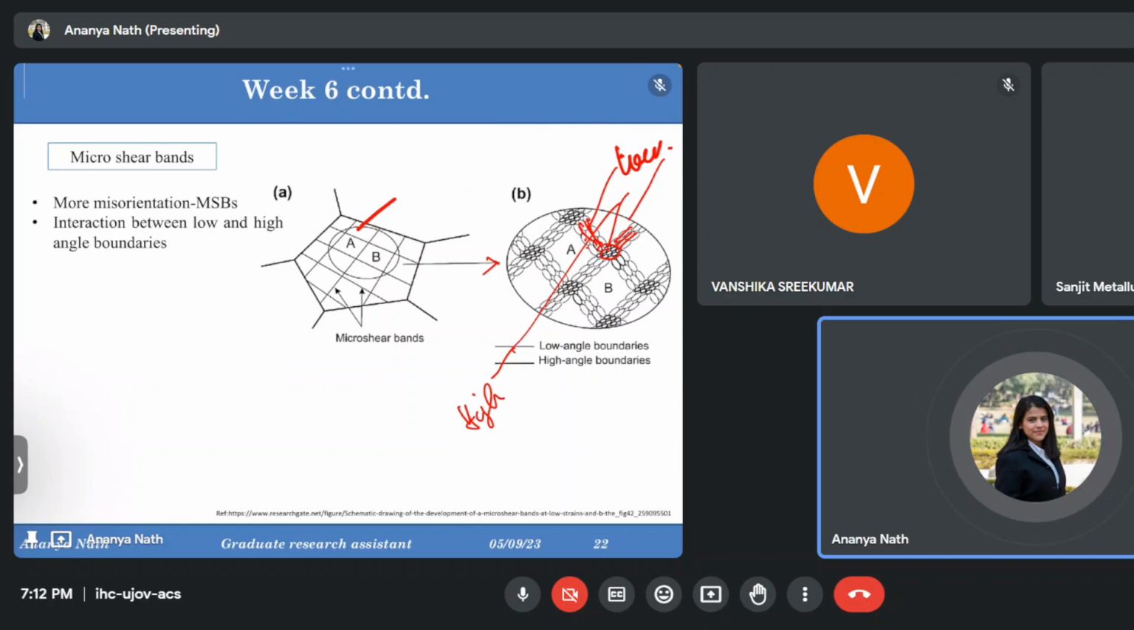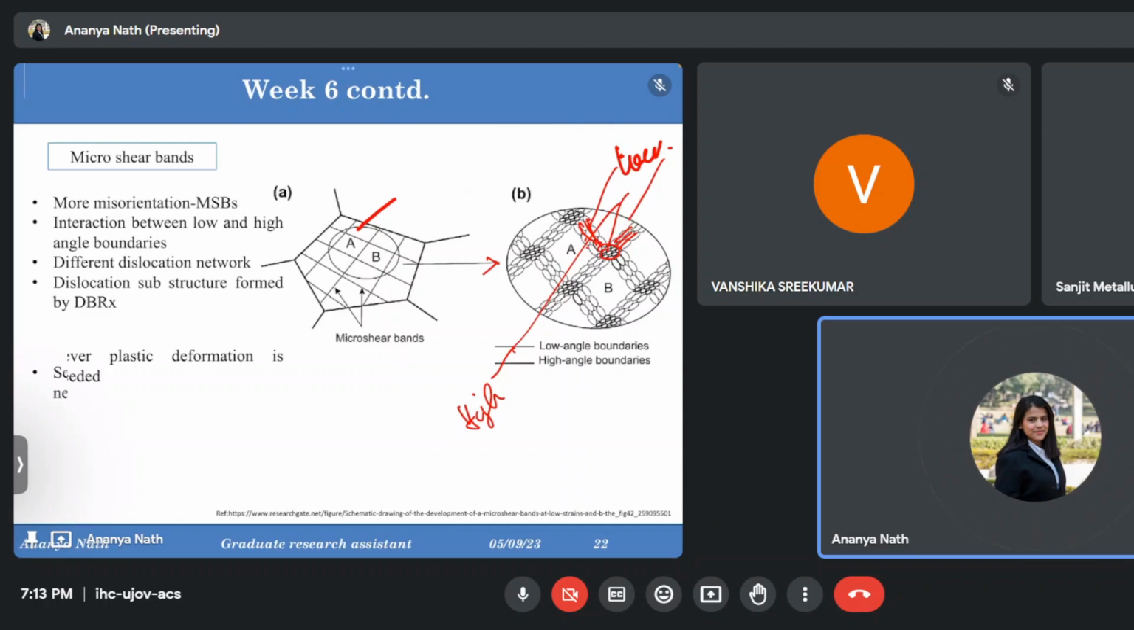So with the interaction between these low and high angle boundaries, the high angles are again rotating. After forming the high angle boundaries, they will again rotate, forming a different dislocation network. Yes, as I said, all the dislocations are oriented in a particular manner, but they have misorientation between two bands. Dislocation substructure formed by DDRX, DBRX.